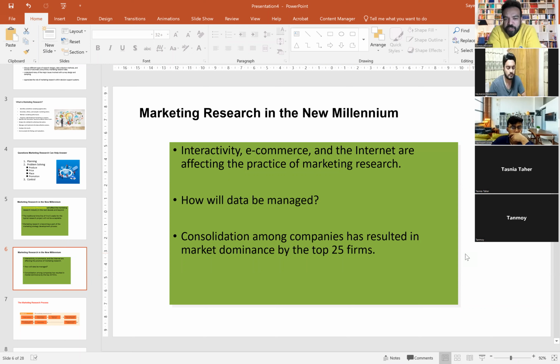Consolidation among companies has resulted in market dominance by the top 25 firms. Well, I'm not sure whether this top 25 firms data is recent enough, because I don't think there's any market dominance by 25. We can talk about Fortune 500 companies, but yes, there's massive consolidation among some of the largest brands. They consolidate together, they become giant and giant. This will continue.